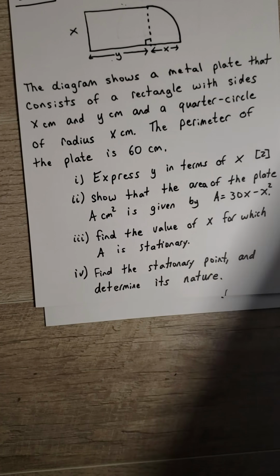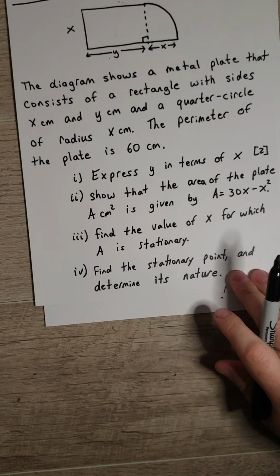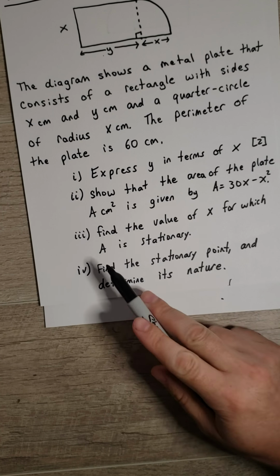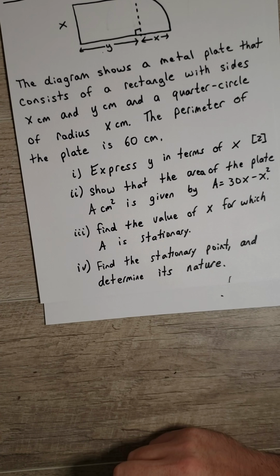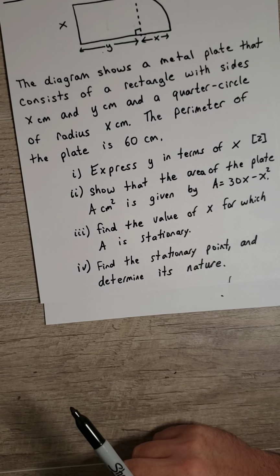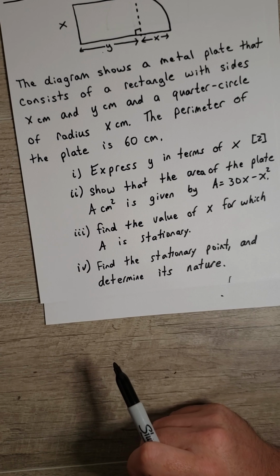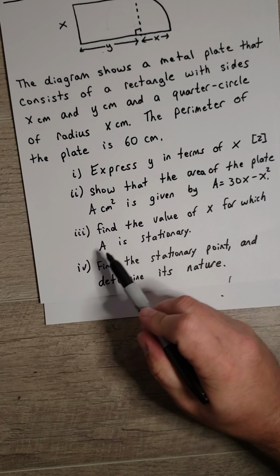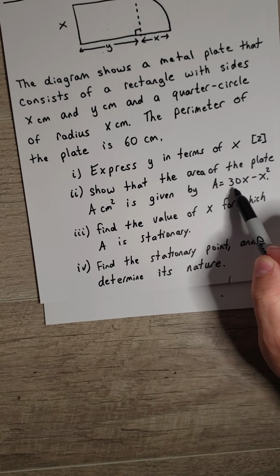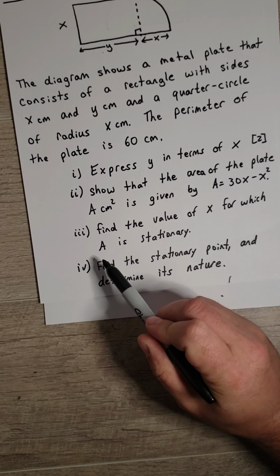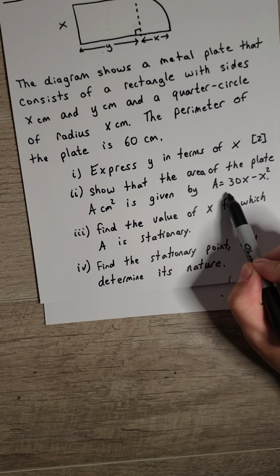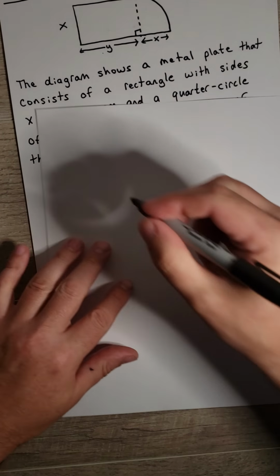All right, triple I. Find the value of x for which A is stationary. Remember, stationary is when the derivative is equal to 0. Well, the derivative of what? Of the area. So we're going to use the area equation because they say for which A, the area, is stationary. So find A prime.